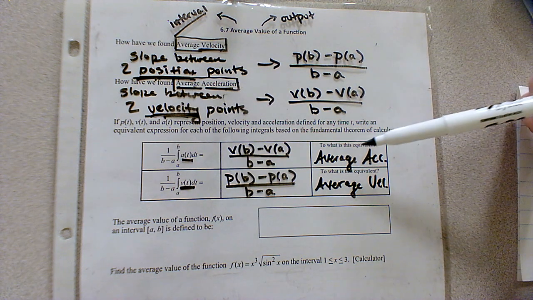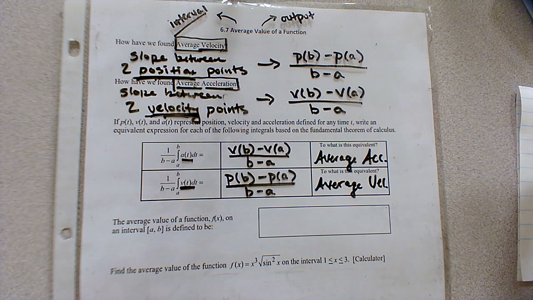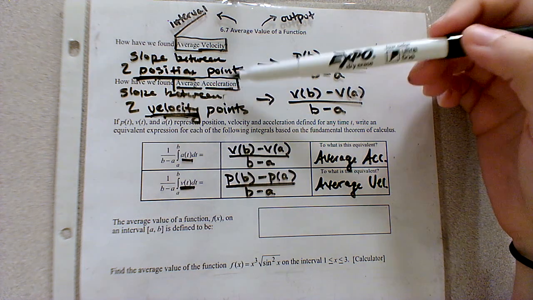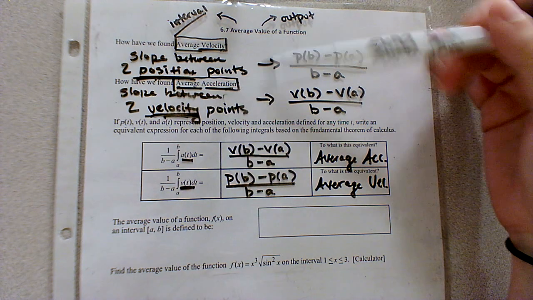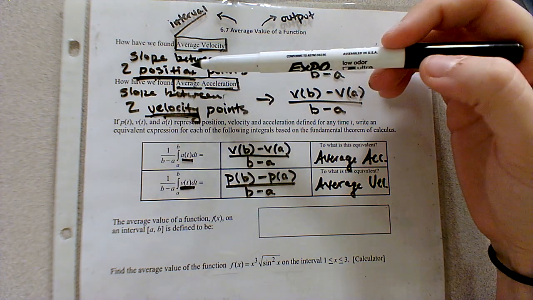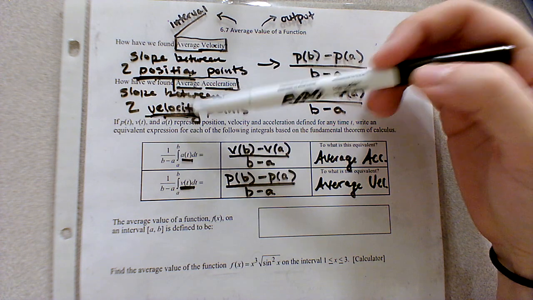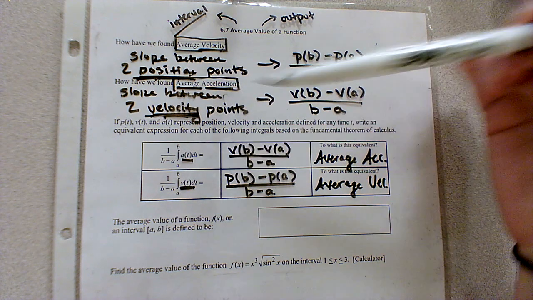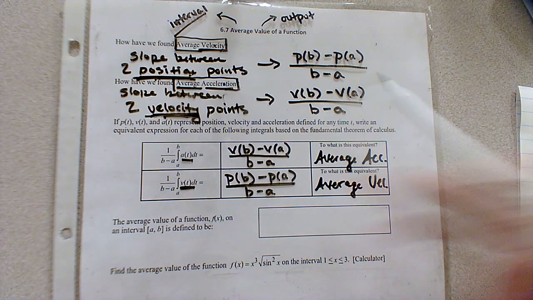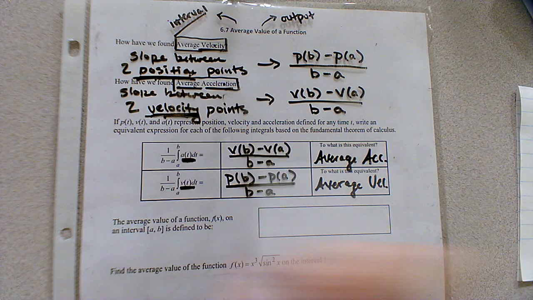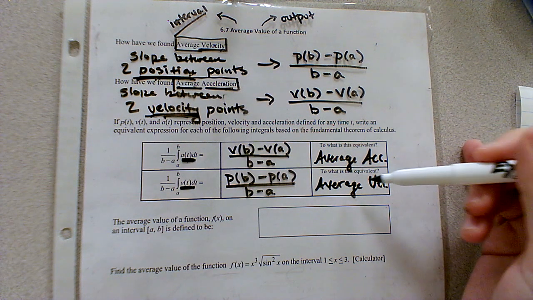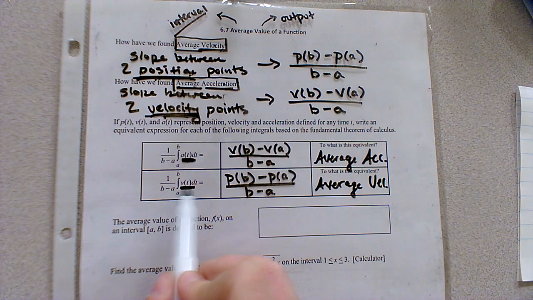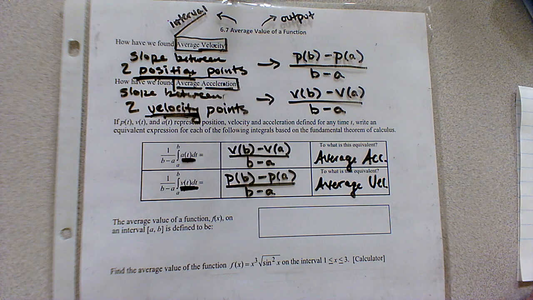So we are starting to have a different technique for calculating average velocity and average acceleration, because the first two methods depended on knowing position for velocity and velocity for acceleration. In this case, if we want to utilize integrals, to find average acceleration, we simply have to know the acceleration function. Similarly, to find average velocity, we would just have to know the velocity function.